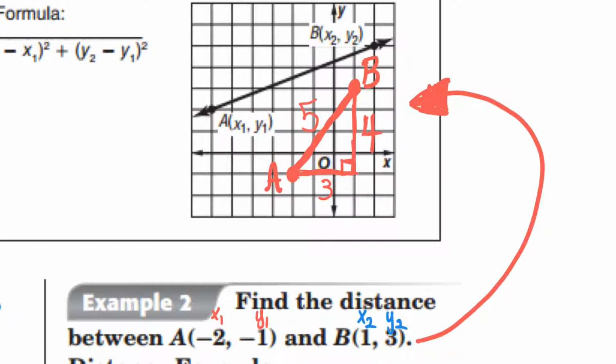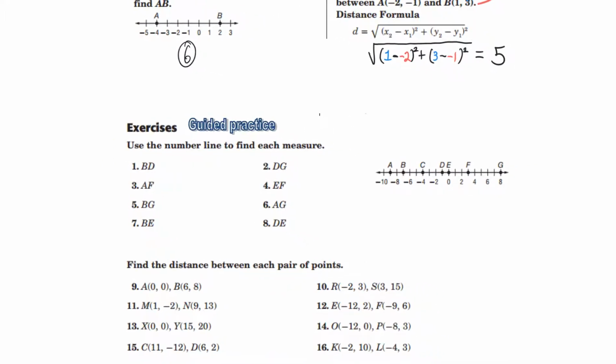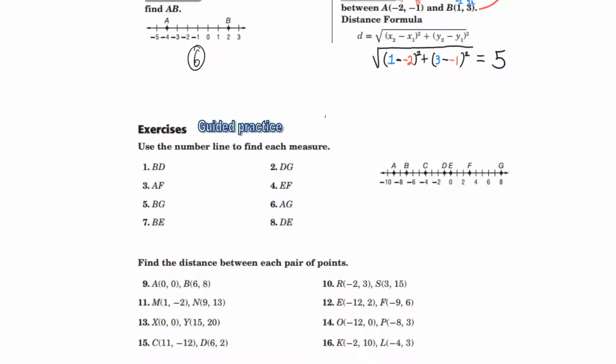And if you remember from 8th grade math, that's one of your standard Pythagorean triples, a 3, 4, 5. Okay, 3, 4, 5. So anyways, that just makes sense that that's 5. All right, so let's drop down here. And I want you to find the length of those 8 real quick. Find BD, DG, all of those.